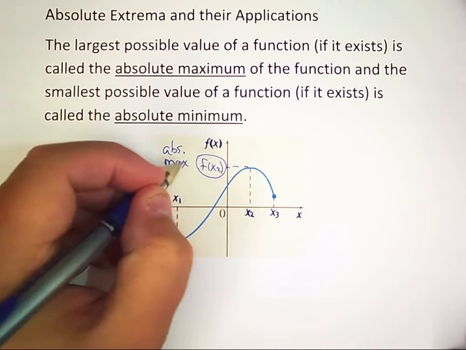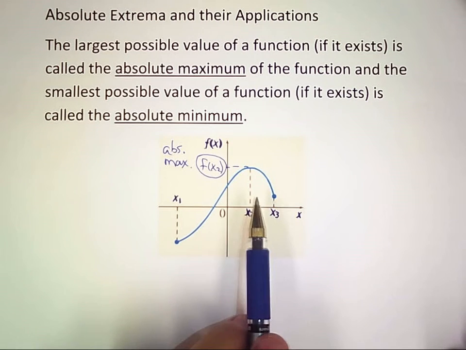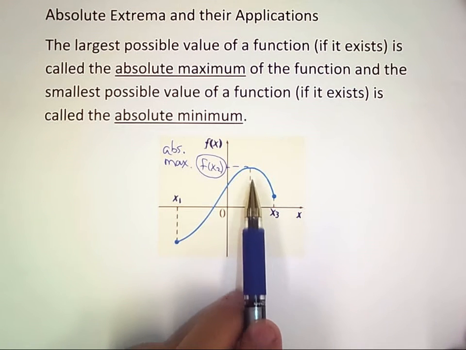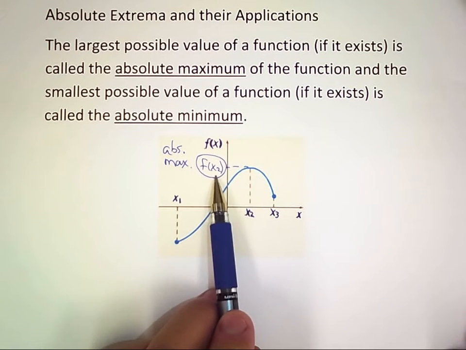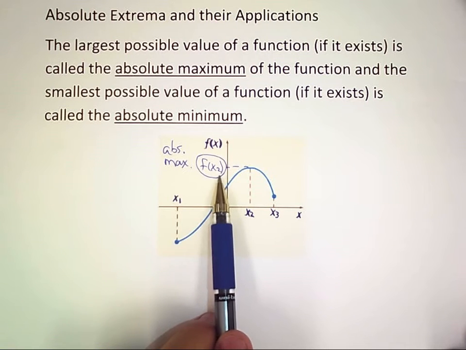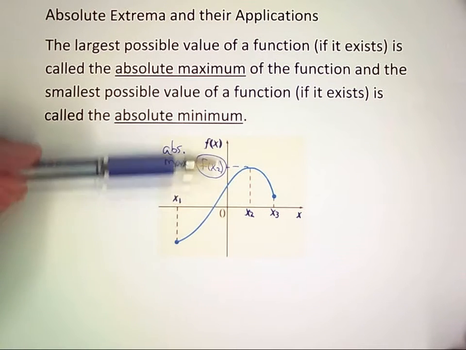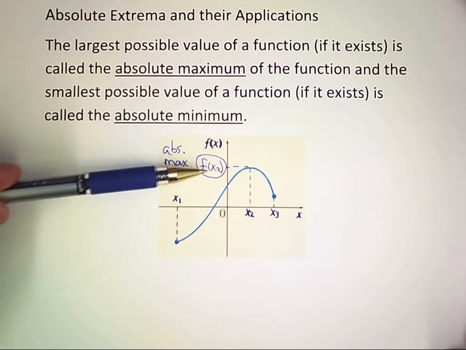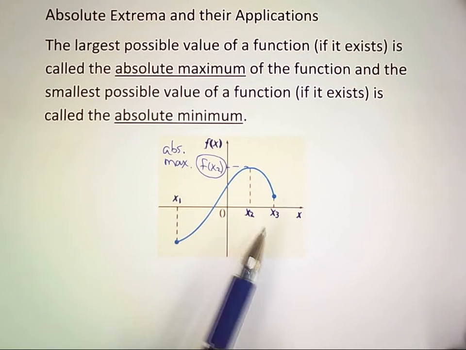Now be careful, because some people write the entire point. That's the point x sub 2 comma f of x sub 2. But the point itself is not the absolute maximum. The absolute maximum is the y value. The y value is the height. The absolute maximum is the y value. It occurs at a certain x value.